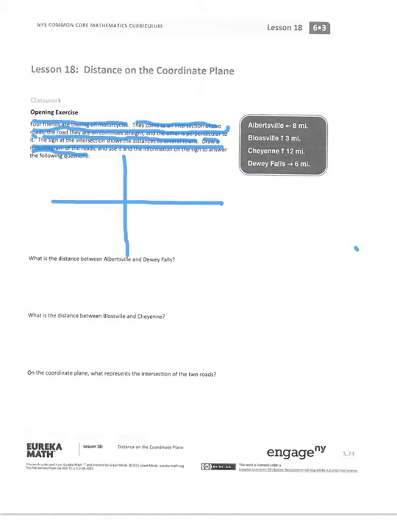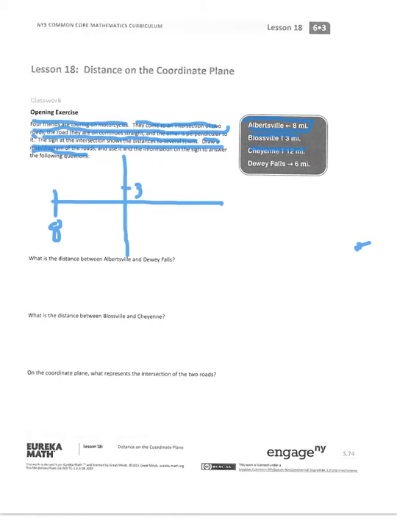Now I'm going to first do Albertsville. Where do you think Albertsville is going to be? It says right here, 8 miles to the left. So I'm going to put right here, just pretend like that's 8. Next one is Blossville, which is 3, right here.